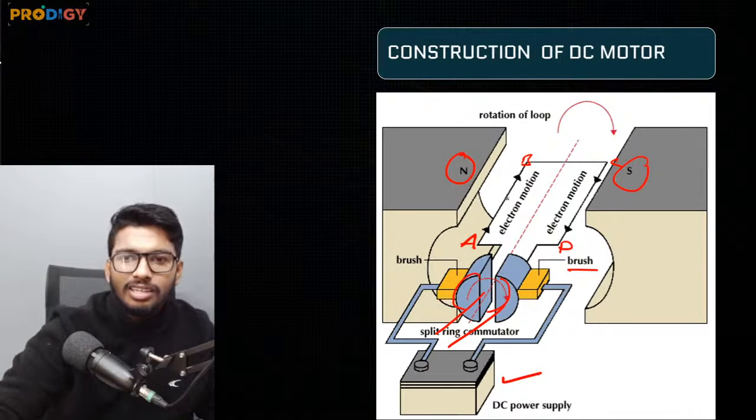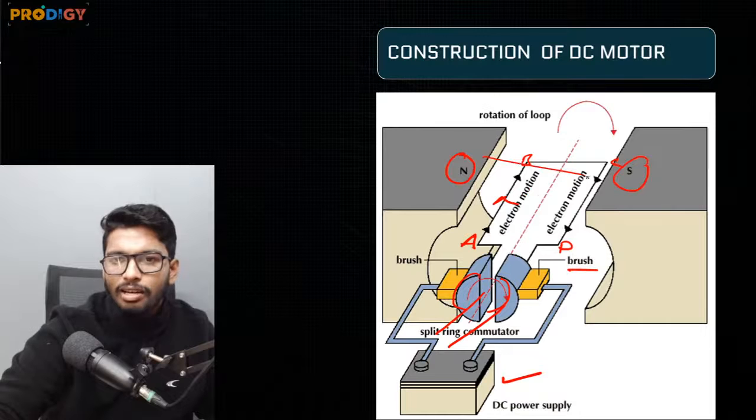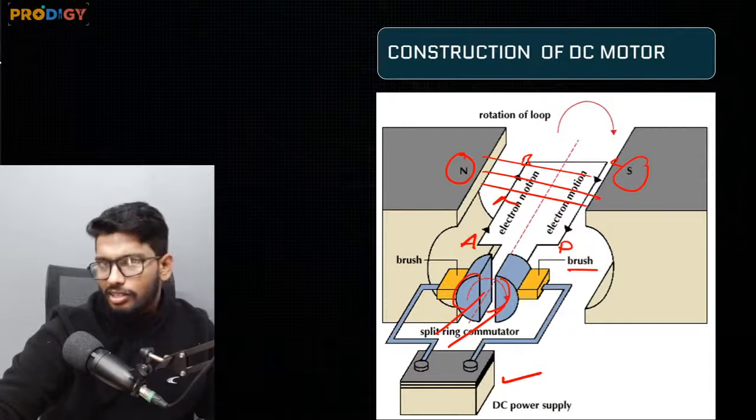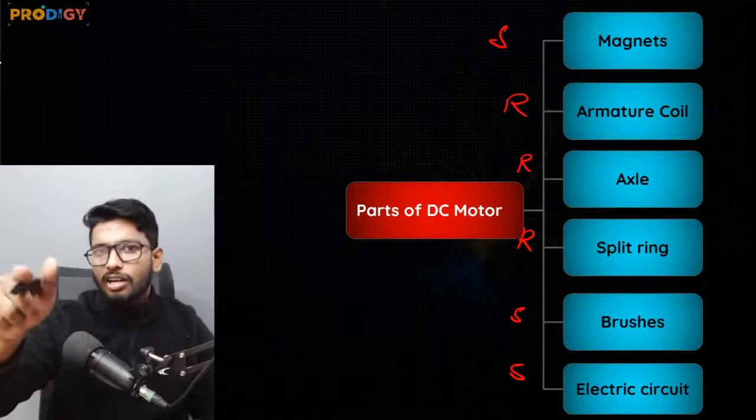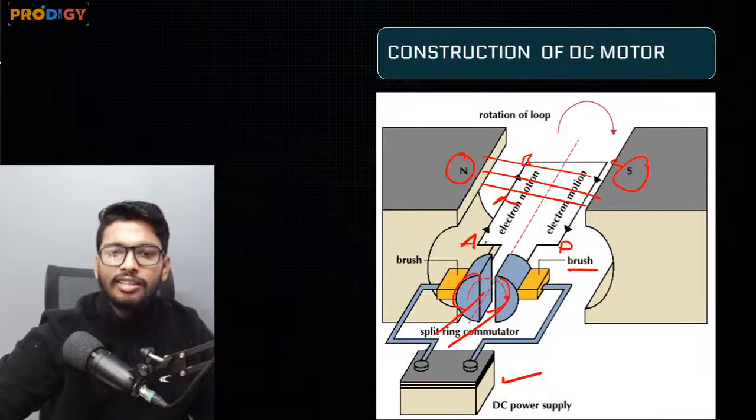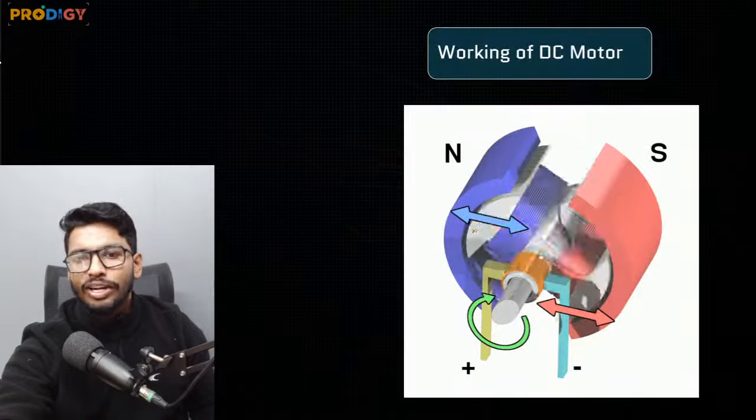You see this? This is the current carrying conductor which is placed in a magnetic field. So the current carrying conductor, that is the armature coil, will experience a force, and thus it will start to rotate. And as that rotates, the split ring will also rotate, and as the split ring rotates, the axle will also rotate.